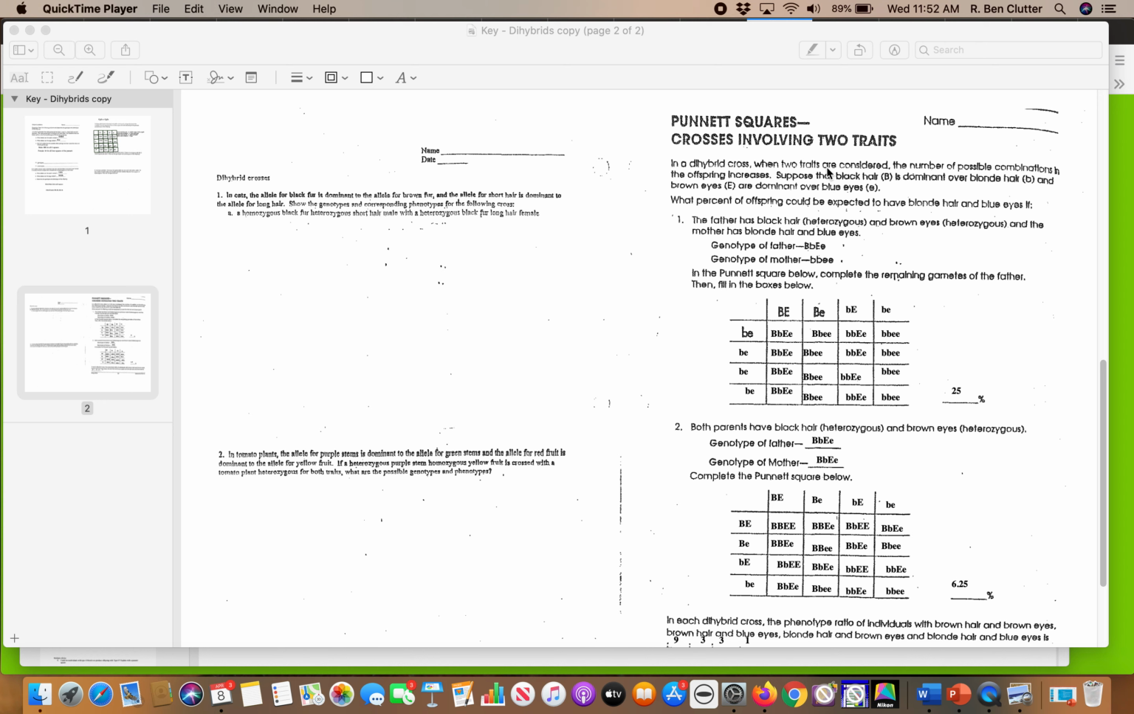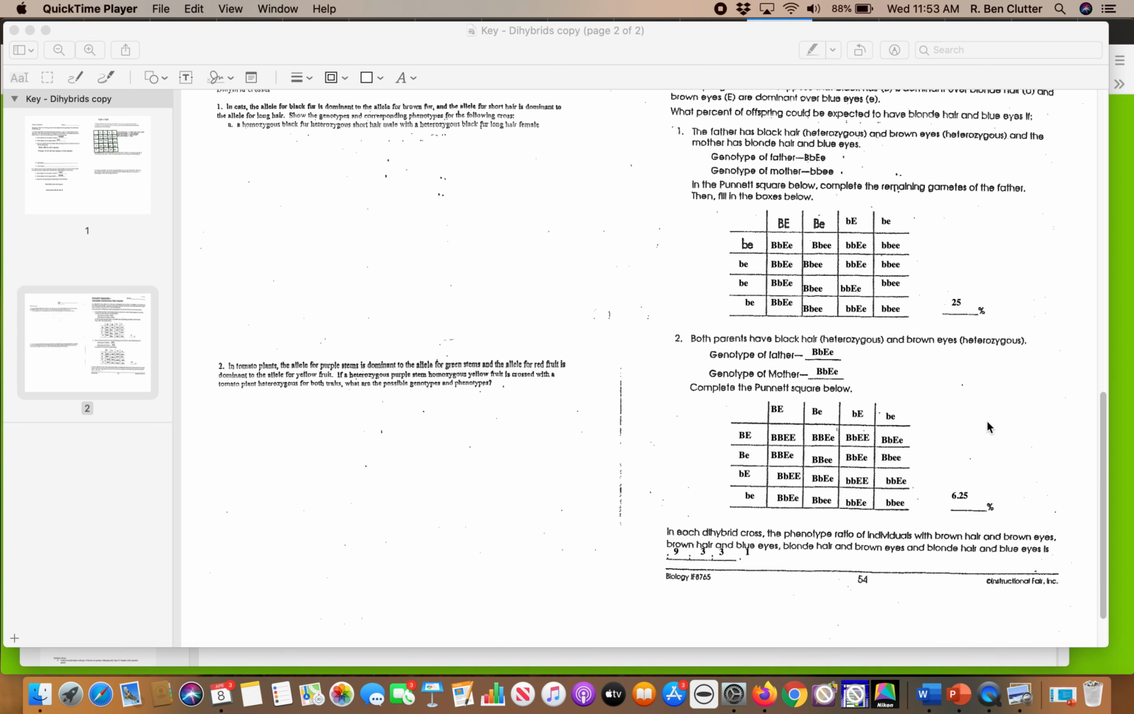In a dihybrid cross, when two traits are considered, the number of possible combinations in the offspring increases. Suppose that you have black hair, capital B, is dominant over blonde hair, and that brown eyes are dominant over blue eyes. What percentage of offspring would be expected to have blonde hair and blue eyes? So this is the father's genotype, capital B, lowercase b, capital E, lowercase e, and the mother is blonde hair and blue eyes. And so there we go for each of those. And so this is correct, and notice that the blonde hair, blue eyes are all in this column. That is 4 out of 16, or 25%.